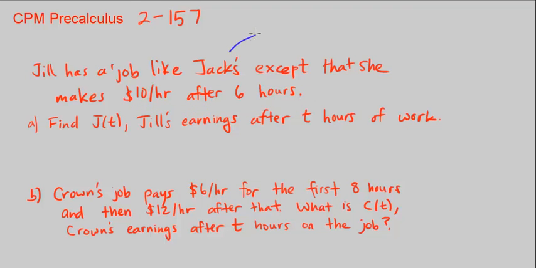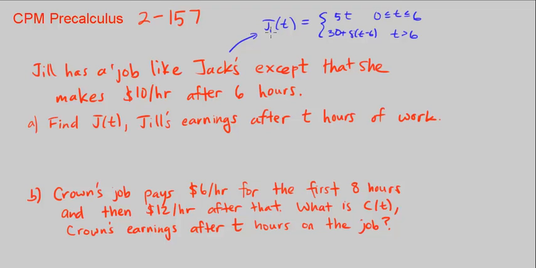Okay, so remember Jack. Jack was in problem 156, and his income was $5 an hour for the first 6 hours, and then $8 an hour for the next additional hours. So that became 30 plus 8 times (t minus 6) for t is greater than 6. Okay, that's what we just learned about Jack.